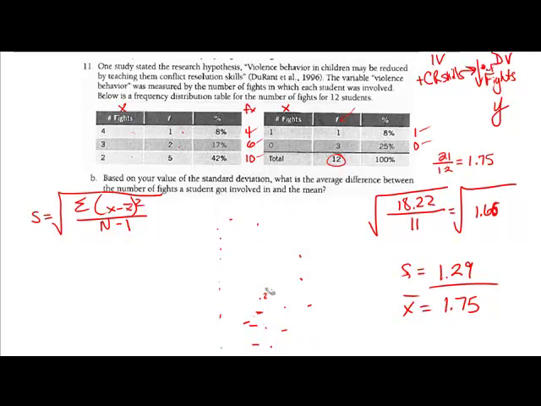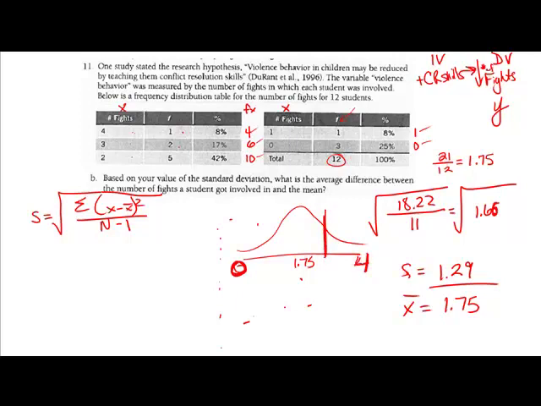If I can actually get all this to erase. Okay, so remember we have a distribution in our data. Here it is. Our average was 1.75, and we had fights all the way from 0 to 4.